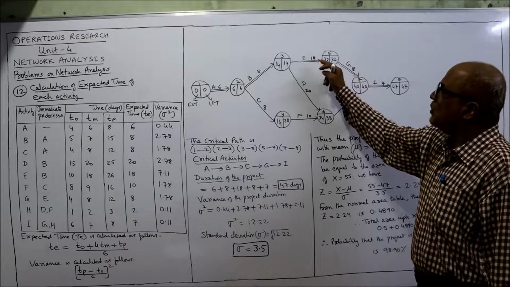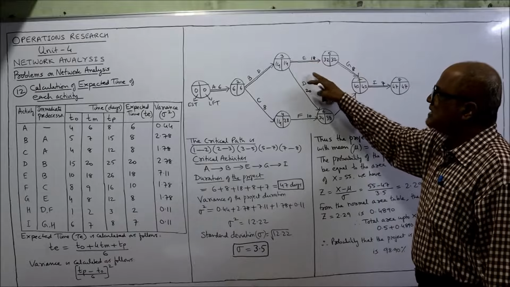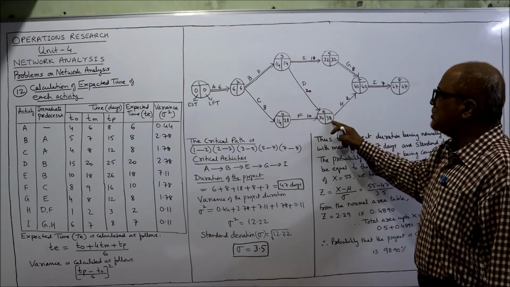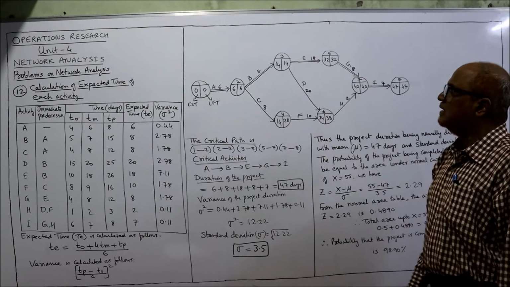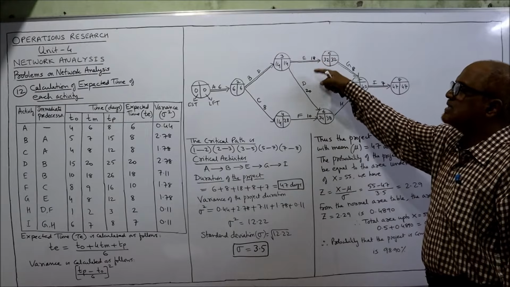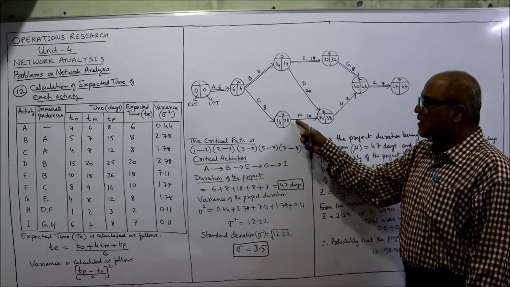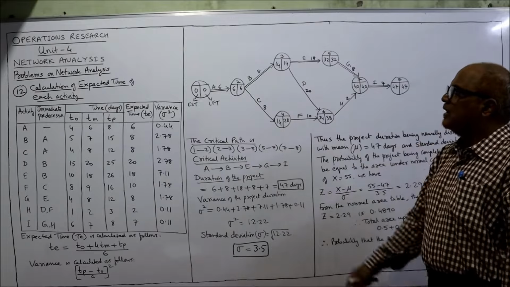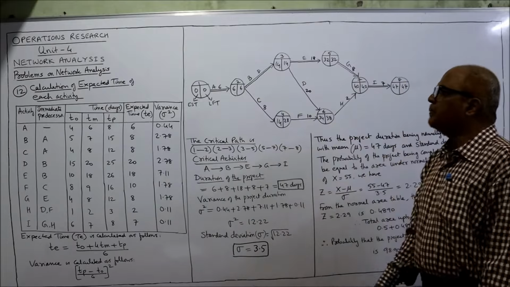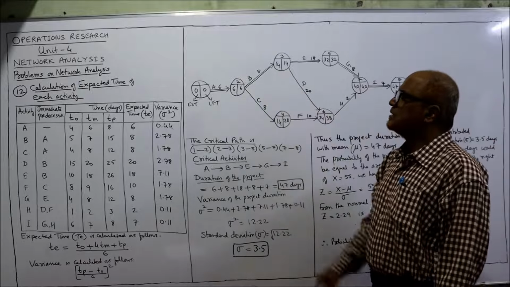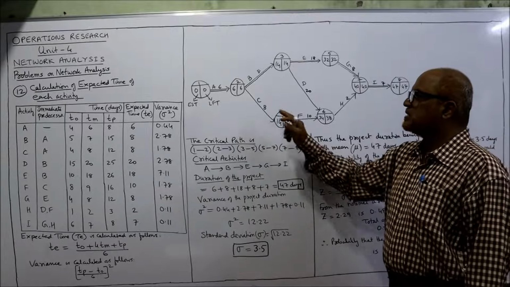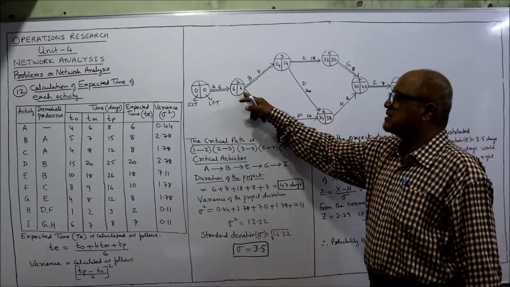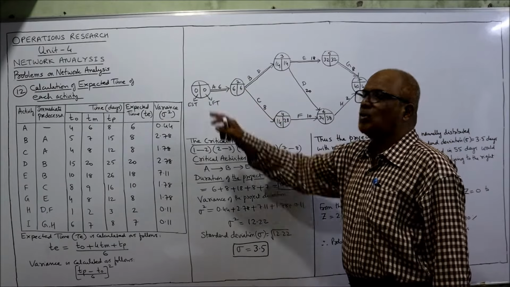Here two arrows are bursting, so we take the minimum. 32 minus 18 is 14, or 38 minus 20 is 18. So 18 or 14, whichever is less. 14 is less. Here one arrow is bursting: 38 minus 10 is 28. Now here two arrows are bursting, so we take the minimum. 14 minus 8 is 6, or 28 minus 8 is 20. So 20 or 6, whichever is less. 6 is less. Now 6 minus 6 is 0.